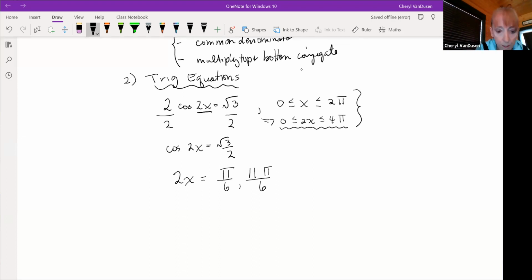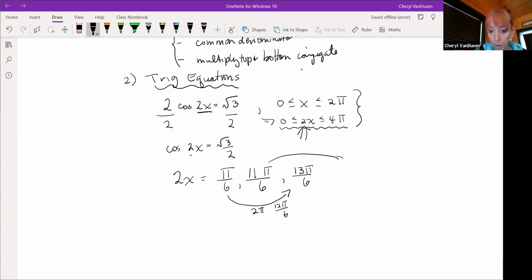However, because we've got this little 2 here and we had changed our domain to say basically go around twice, we have to add 2 pi to this. Now adding 2 pi, if you make a common denominator, is like adding 12 pi over 6 to this answer. So it creates a second answer of 13 pi over 6. And then we do the same thing with this one. We add 2 pi to this, which is again like adding 12 pi over 6 doing the common denominator. So that will give us 23 pi over 6.